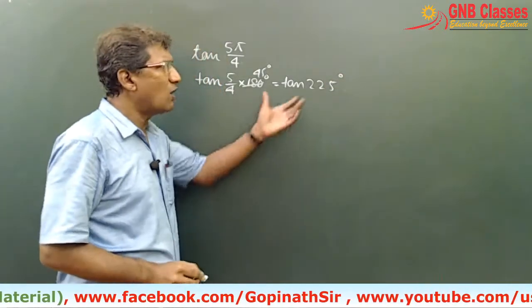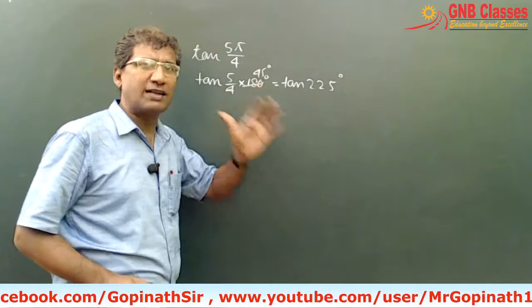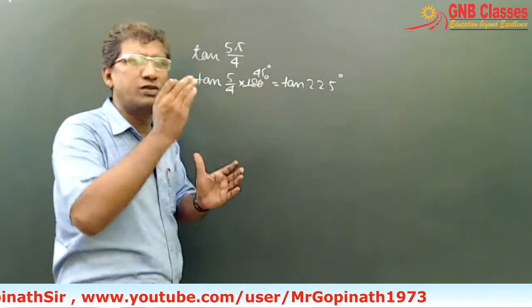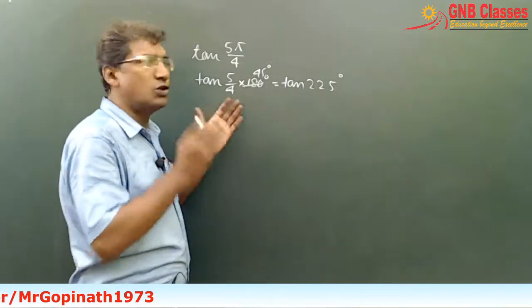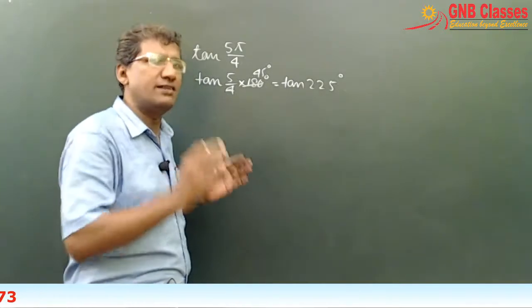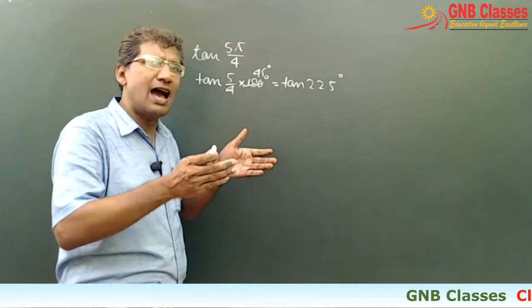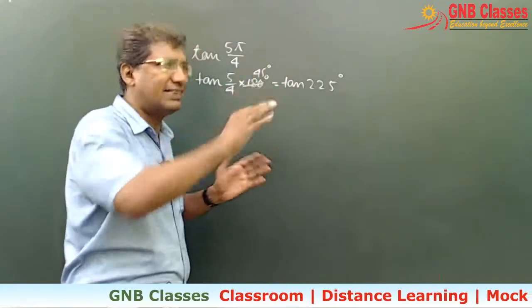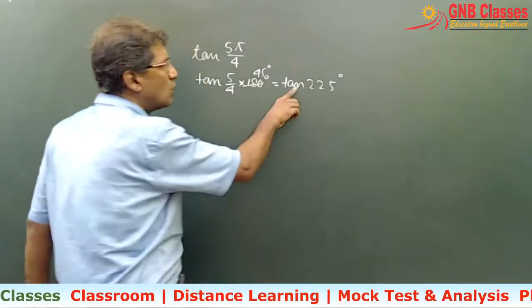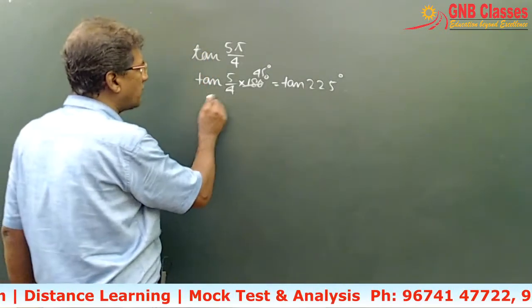Is it clear? Now you will be comfortable doing this, but I will suggest you slowly develop the habit so that you do the sums in radian itself. But initially, if you face a problem, you go for degree conversion and then find the value. So it is tan 225. So what will be the value?